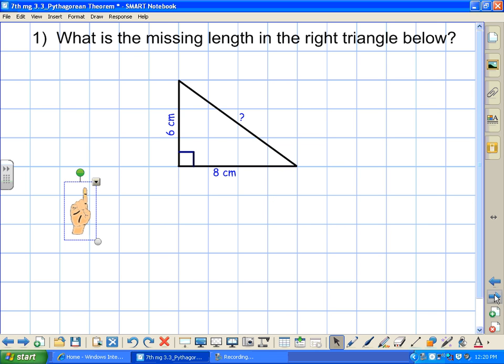Okay, so hopefully you attempted to work out this problem on your own. Let me just demonstrate the problem for you right now. Notice how the right angle is here. And the first thing that you got to know is to identify the hypotenuse. The hypotenuse is the longest length of a triangle.